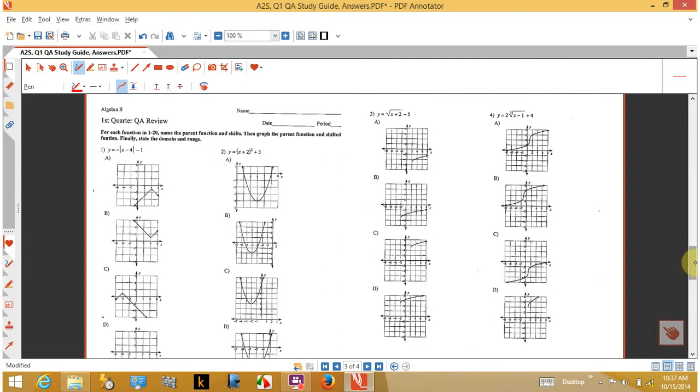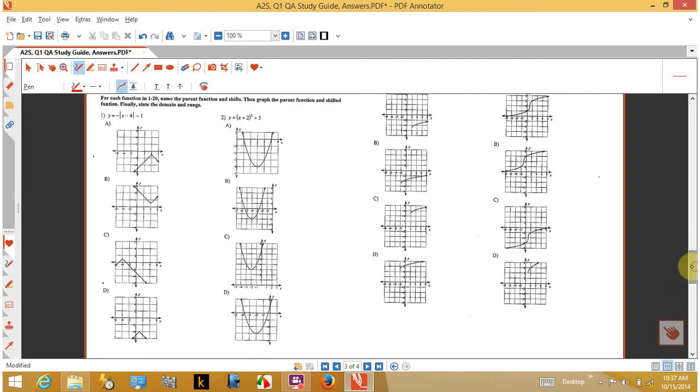Okay, so first thing is we notice that we have a negative on the absolute value, so it's going to be reflected over the x-axis. This cannot be the right answer. We also see that h is 4, k is negative 1. So it should move 4 to the right and down 1. So 4 to the right, down 1, that's A.